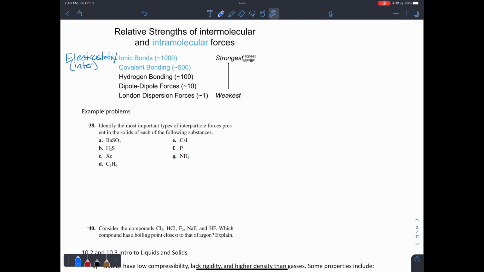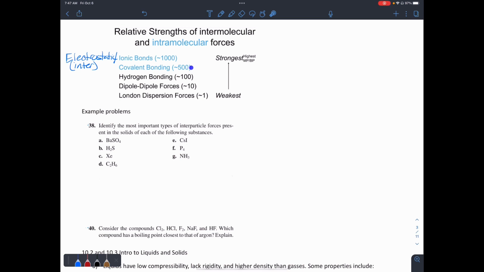So electrostatic force is the name we use when it's intermolecular, and ionic bonds is the name we use when it's intramolecular. But either way, it's still the strongest force. It has the highest melting and boiling point. These are hard to break apart. They require a lot of energy to separate the compounds, okay? In the order of about 1,000, right? The melting point for salt is about 1,000 degrees.